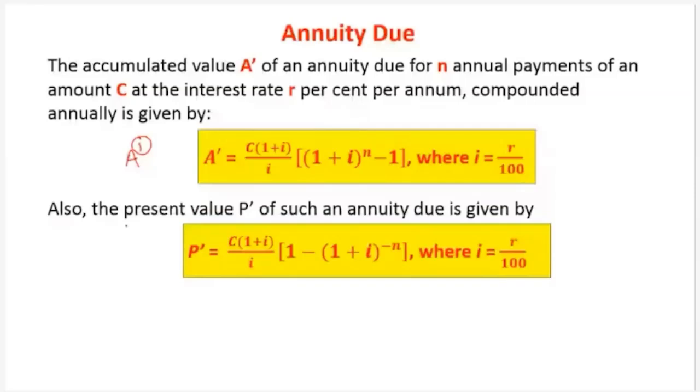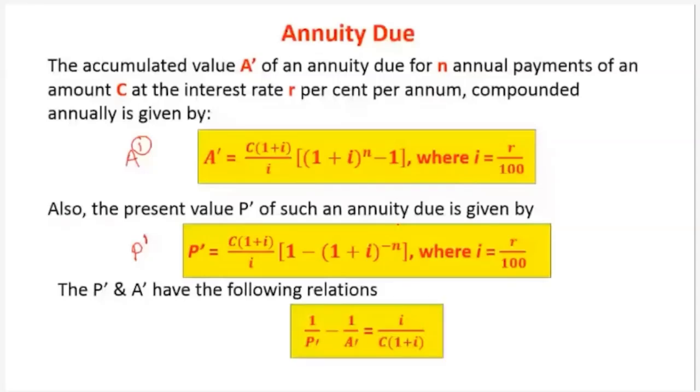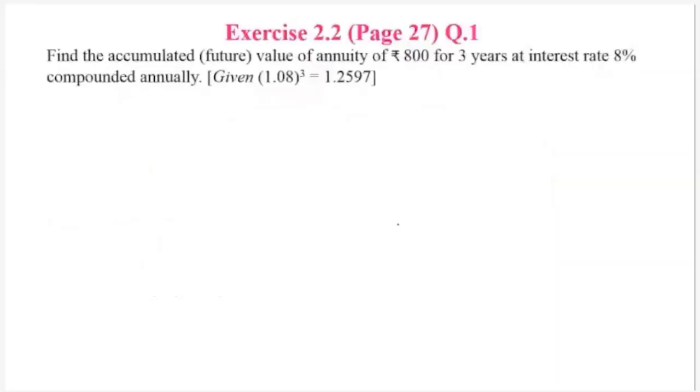P dash, D for dash, D for due. P dash is equal to C in bracket 1 plus I upon I, in bracket 1 minus 1 plus I, bracket raised to minus N. Then P dash and A dash: 1 upon P dash minus 1 upon A dash is equal to I upon C in bracket 1 plus I.